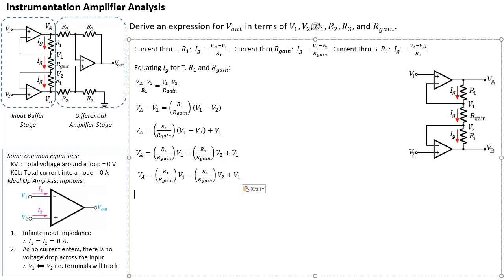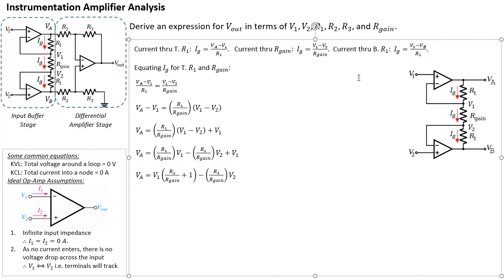I'm going to make V1 a common term, so this will end up inside a bracket. It's going to be R1 over R gain, and then plus 1. The plus 1 part is related to this thing at the back here. So that's pretty much it. That is my expression for VA.